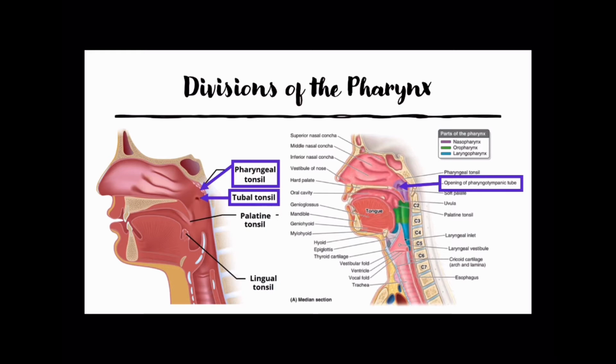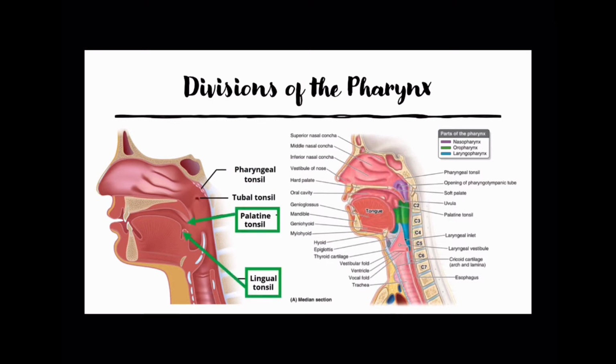The oropharynx, highlighted in green, is the arch-like entranceway that lies between the soft palate and the epiglottis. It opens to the mouth, nasopharynx, and laryngopharynx. It contains the palatine tonsils and the lingual tonsils.